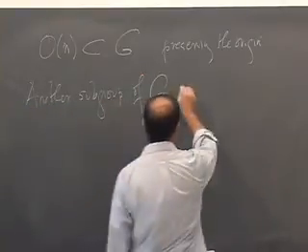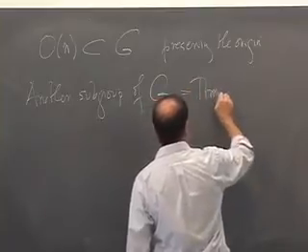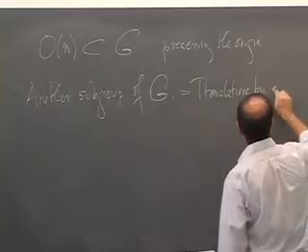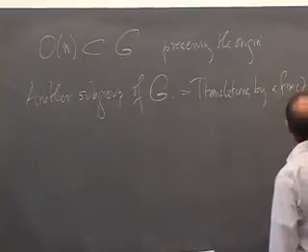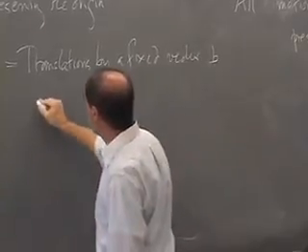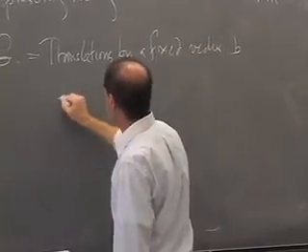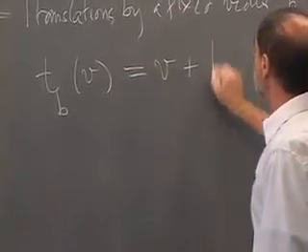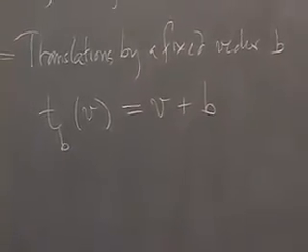Translations. A fixed vector B. In other words, let's call that T of B of a vector V is equal to V plus B. You add B to any vector.